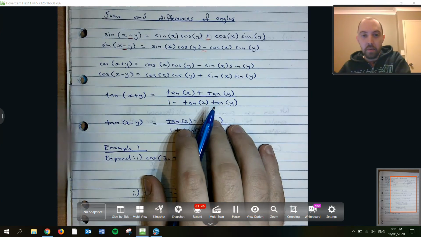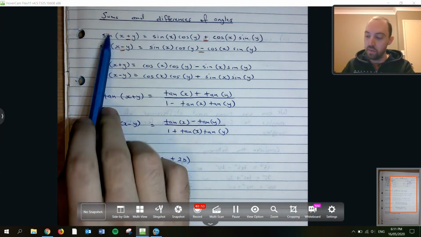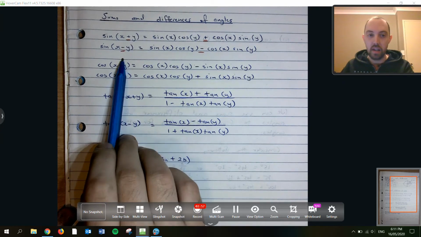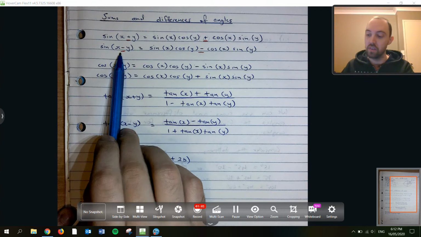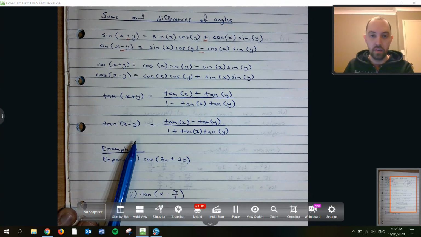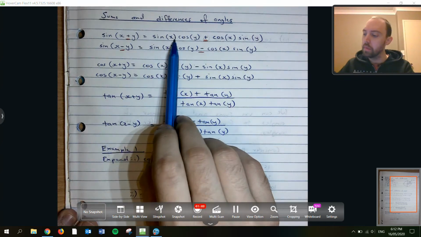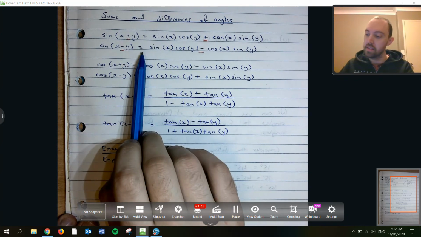Alright, sums and differences of angles. So we have quite a few formulas here. We've got 6: 2 for sine, 2 for cos, 2 for tan, where they are adding or subtracting. So you've got your angle sums and then your angle differences for each of your trig functions. Sine and cos look a little bit different, but there's a pattern that you might see emerge a little bit.